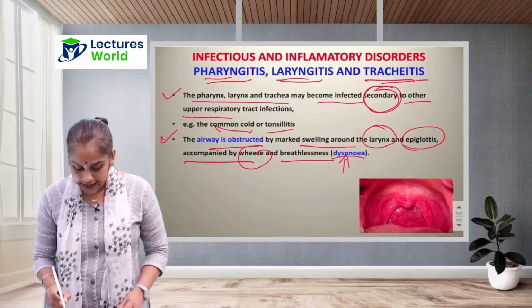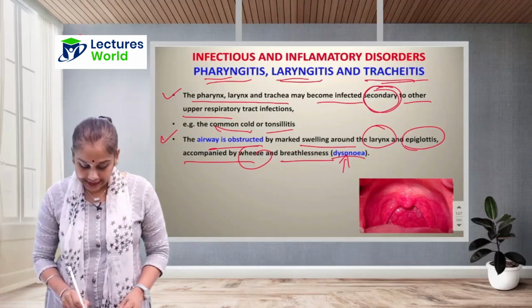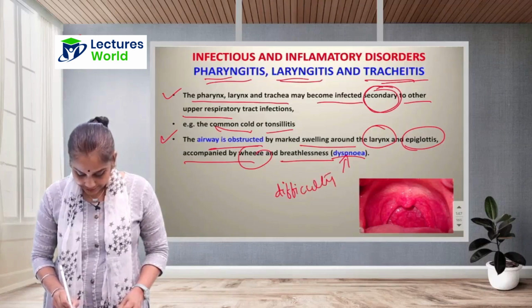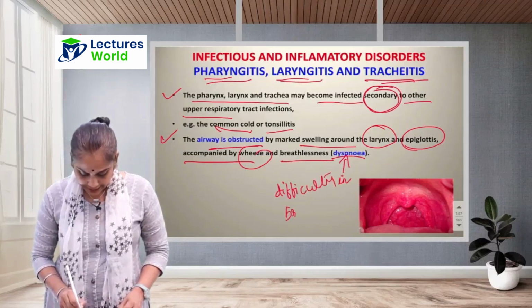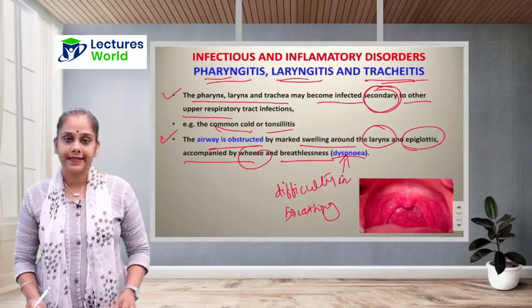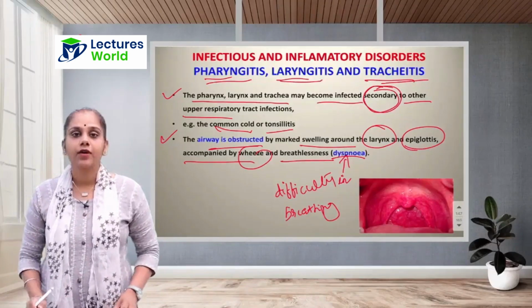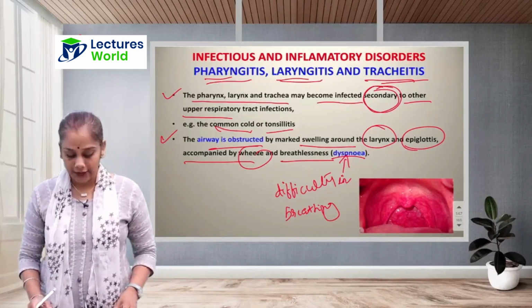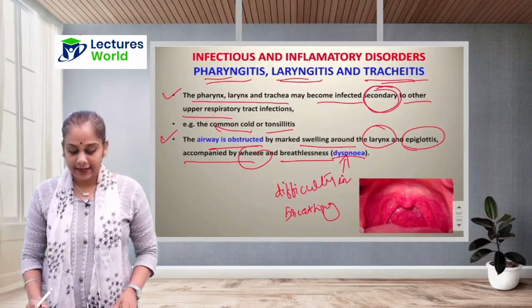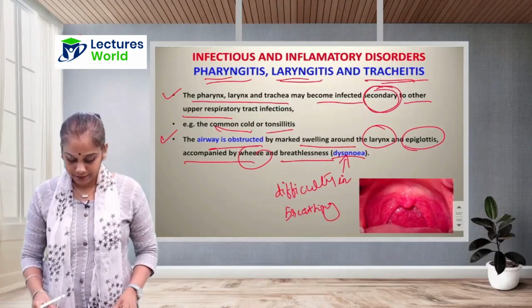Dyspnea means there is a difficulty in breathing. That is known as dyspnea. So this type of symptom can be seen in infection of the pharynx, larynx and trachea.